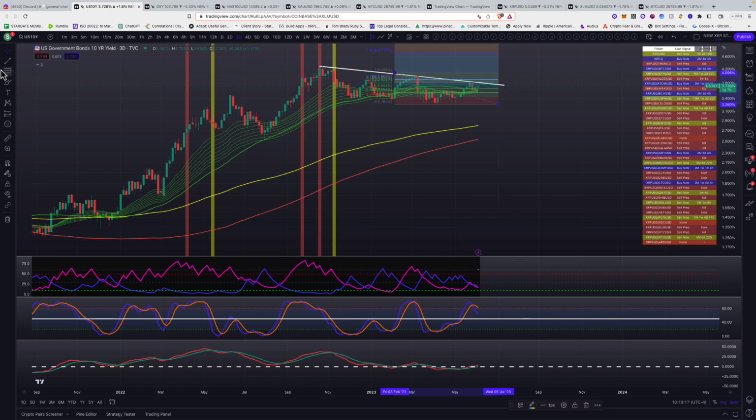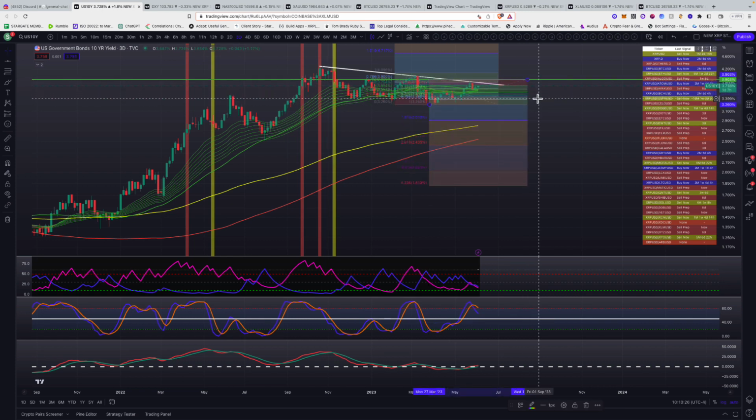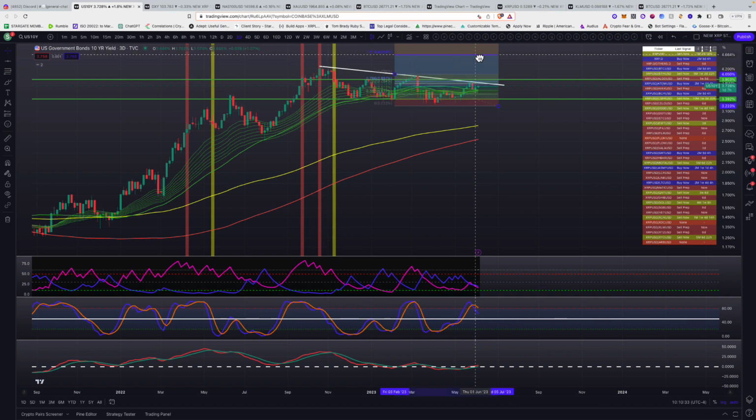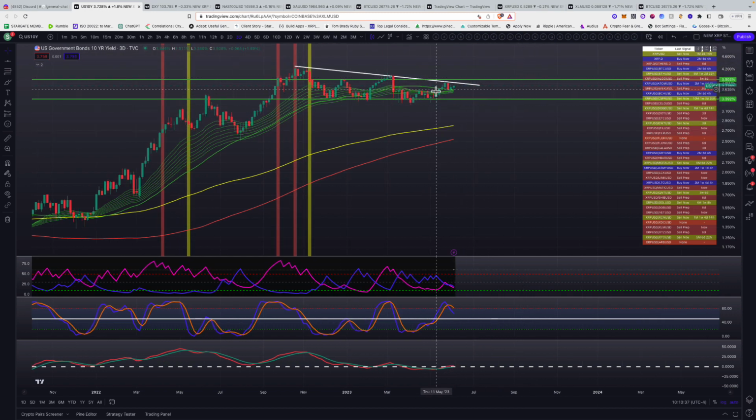We don't want to break above there. We want to get rejected at 3.9%. And then ultimately we want to come and break this low to high right there, right at this 786 at 3.385%. Those are our key resistance and support levels. We're just going to range back and forth between them until one of them breaks.